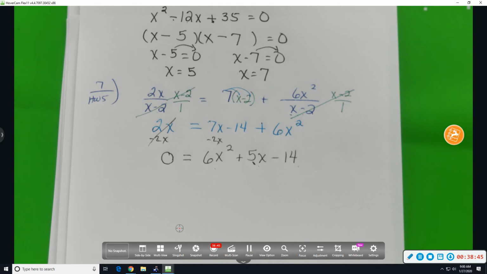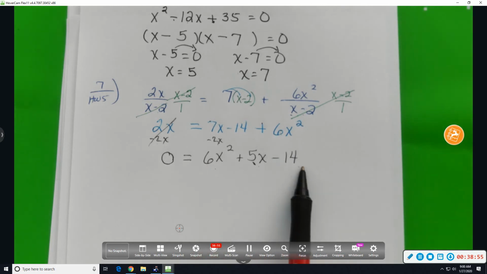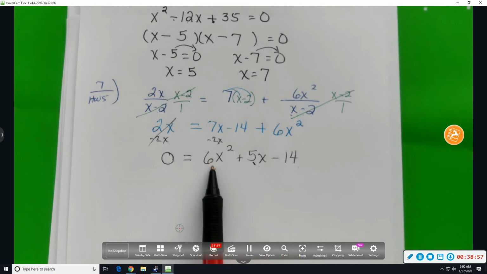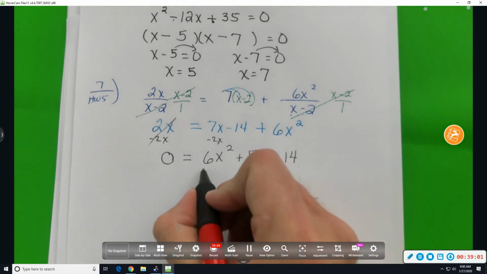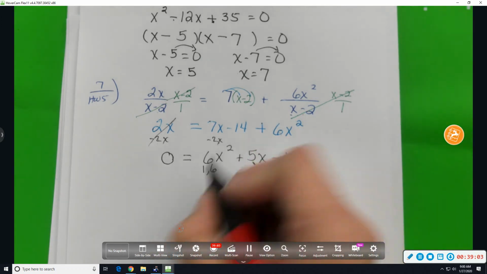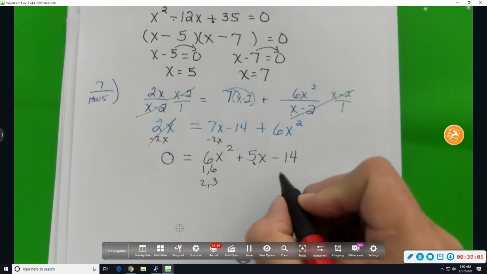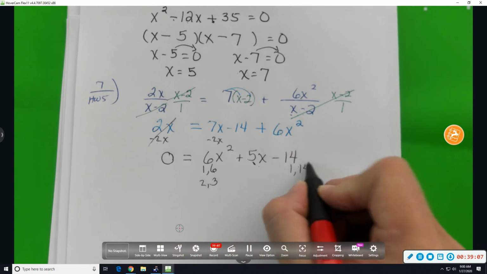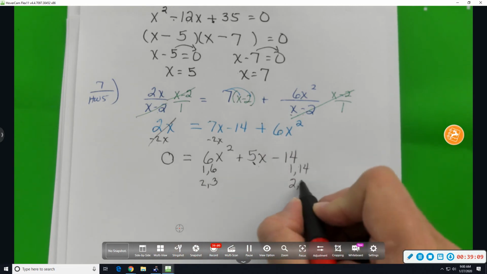Yeah, I always want that in that form. And it doesn't matter if I'm solving it by factoring it or using the quadratic formula. It's easiest if you have it in that standard form with the x squared number positive. Okay. Well, let's see. Numbers that multiply together to give 6. Numbers that multiply together to give 14.